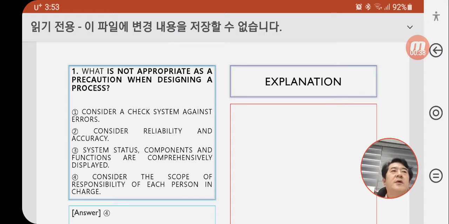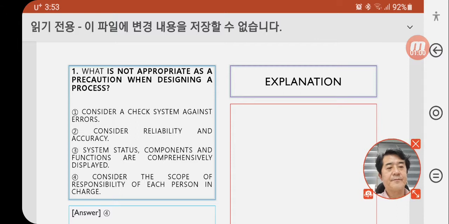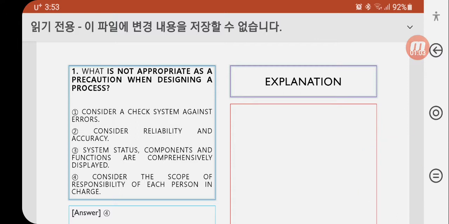Example 1. Consider a verification system for errors. Number 2. Consider reliability and accuracy. Number 3. Comprehensive display of system status, components and functions. Number 4. Consider the scope of responsibility of the person in charge of each department.